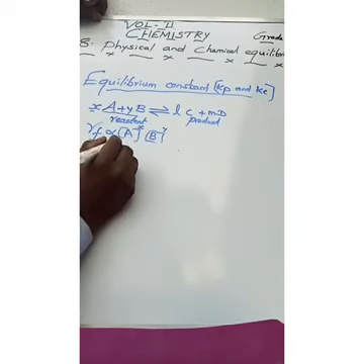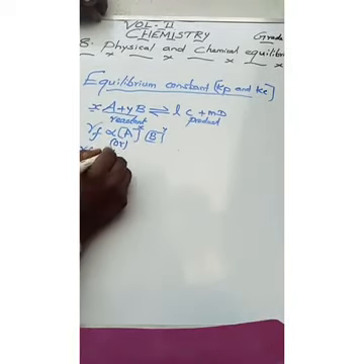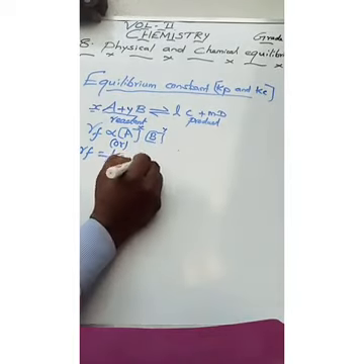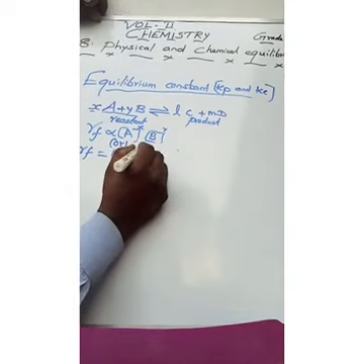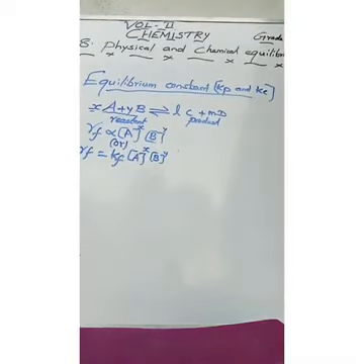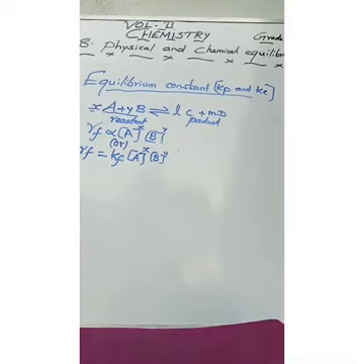Next, we write RF is equal to KF, active mass of A power X and active mass of B power Y. Here, what is KF? KF is called the proportionality constant. This is for the forward reaction. Let us try to learn this equation.